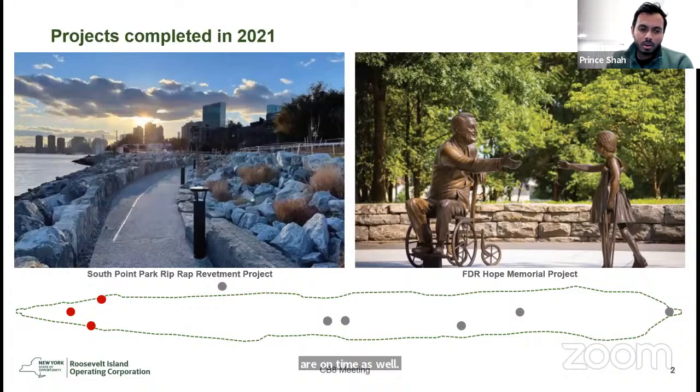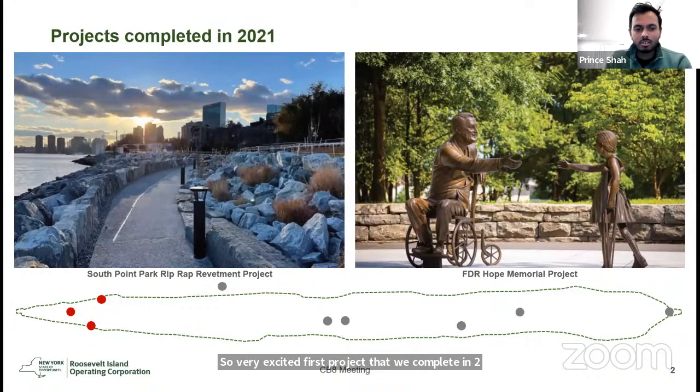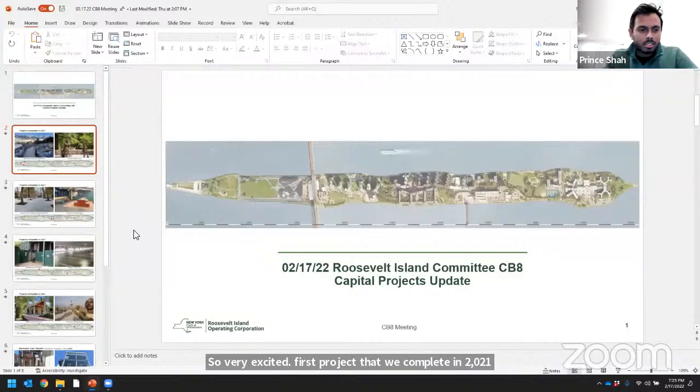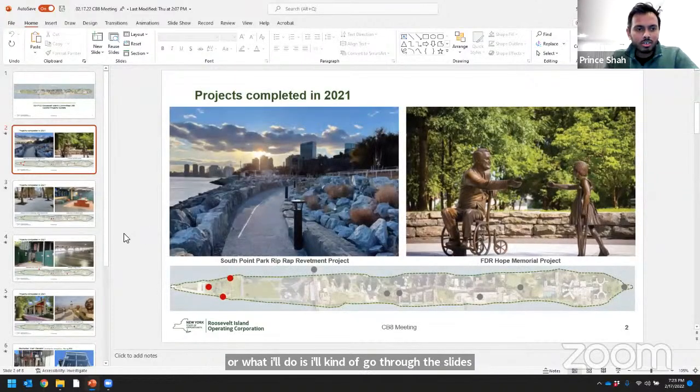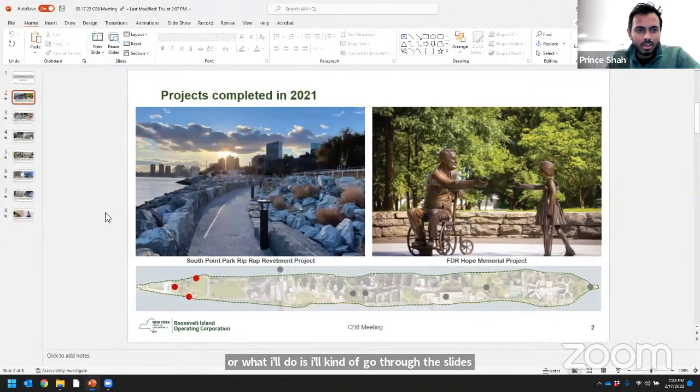First project that we completed in 2021, or what I'll do is I'll go through the slides. For some reason, part of the slides are not showing up, so let's just do it this way. All right. Starting north to south, the bottom map actually shows you all the projects that we have completed in 2021.